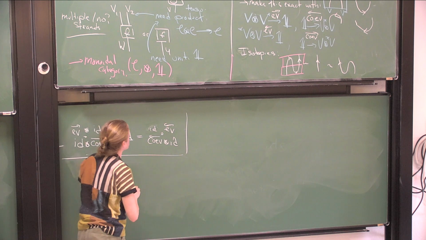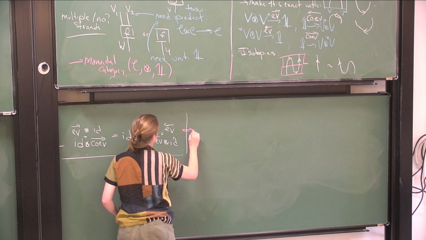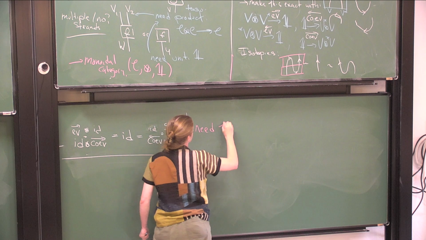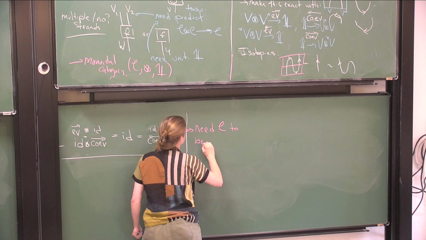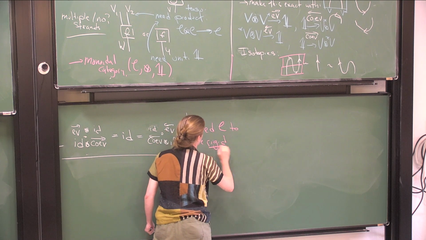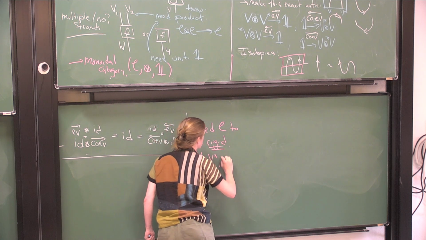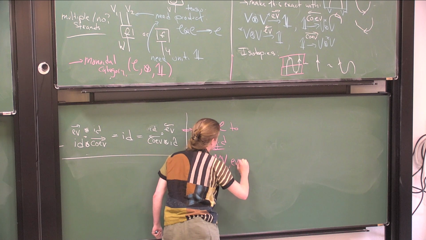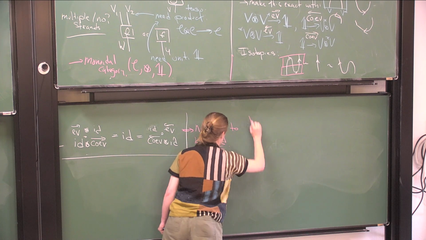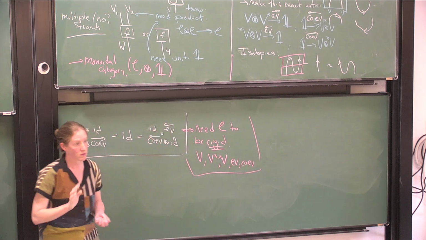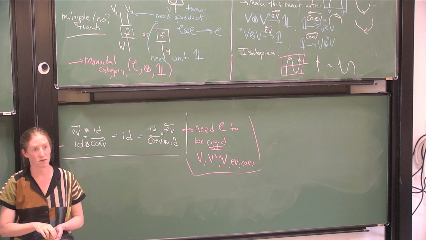And altogether what I get is I need C to be rigid, which is just the math term for having V dual for every object V, and these evaluation and co-evaluation morphisms. Okay. Are we happy with this? Are there questions?